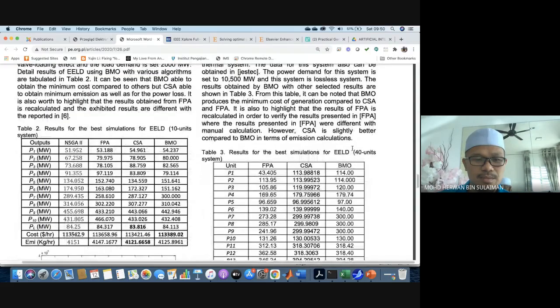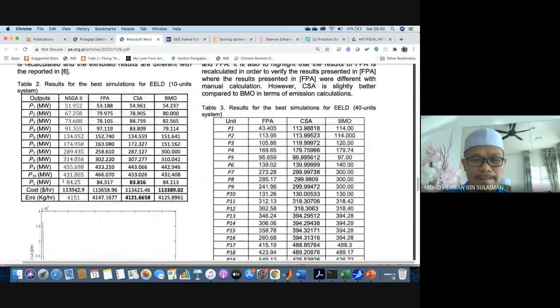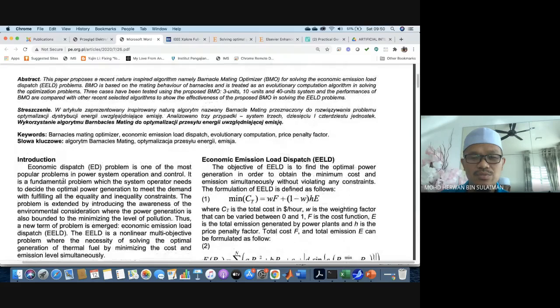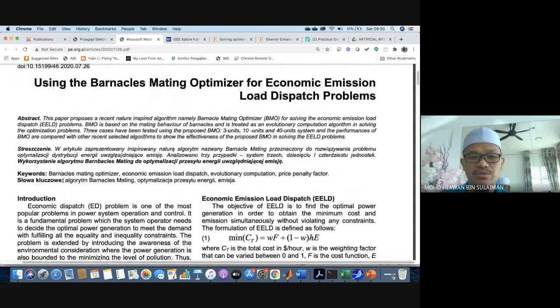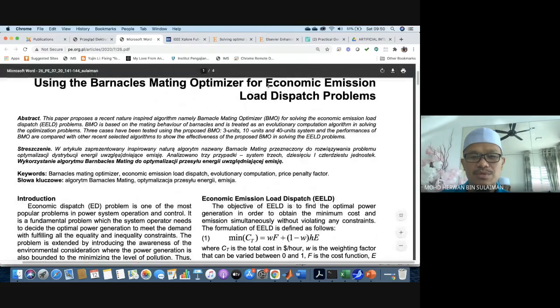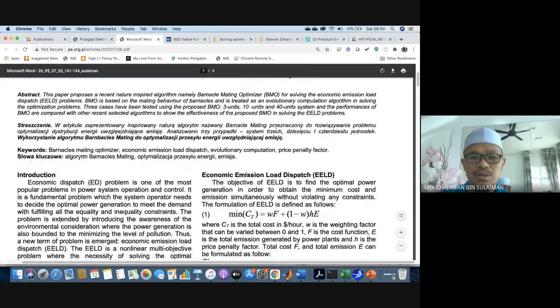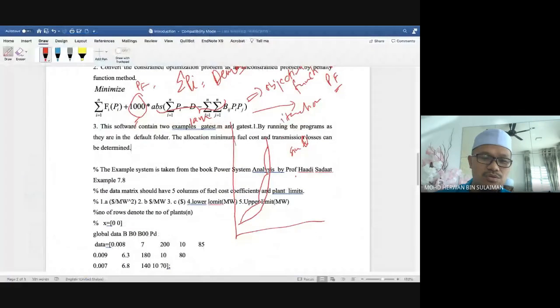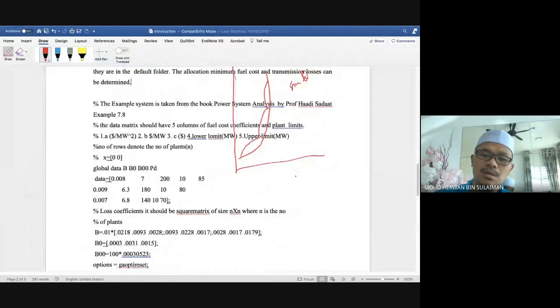So this one is using 10 generators. But in this problem, we do not consider the economic dispatch only, we consider emission dispatch also. So this one is quite advanced. Okay, so the term is economic emission load dispatch, because in power systems, when we consider economic dispatch, there is a rival of economic dispatch. We call it emission dispatch.